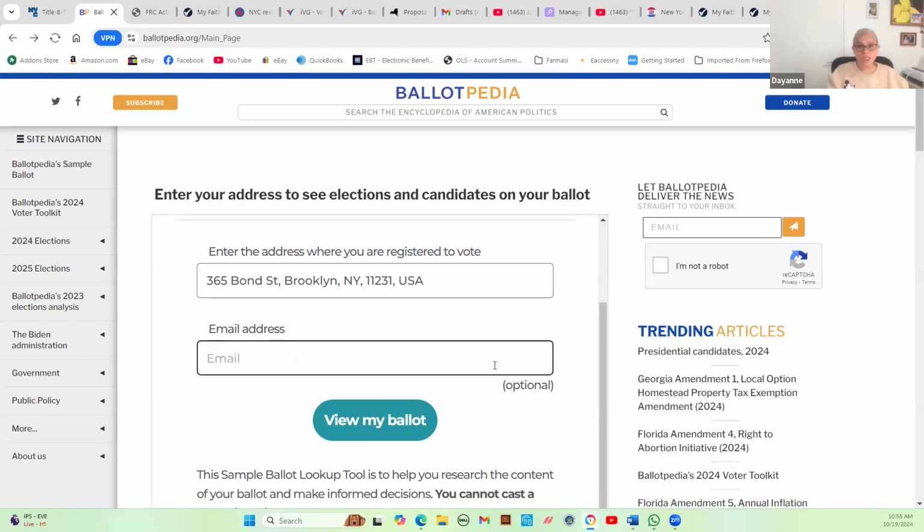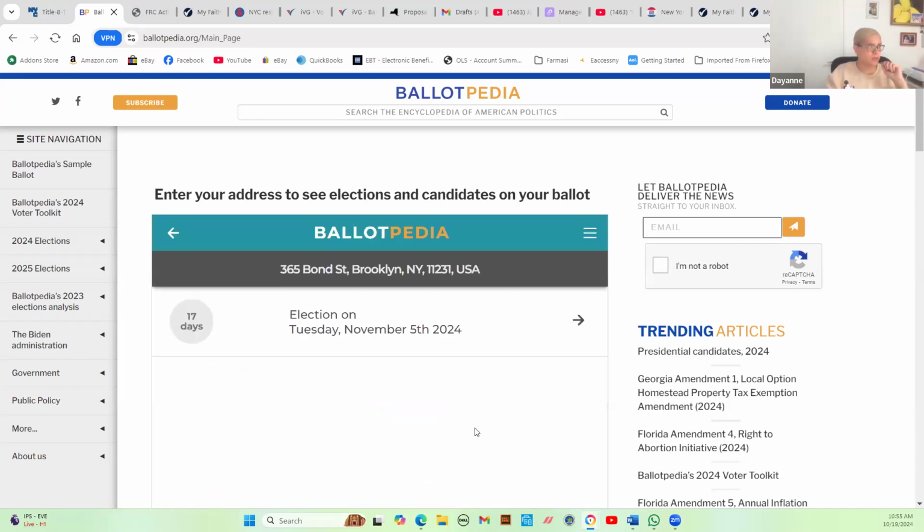Now, your email address, you can put your email address if you want the ballot physically mailed to you. I don't mean the literal voter registration ballot for November 5th, but a sample ballot of what you're gonna see on your ballot will be mailed to you, emailed to you. And that can help you get a head start on the research you have to do, okay?